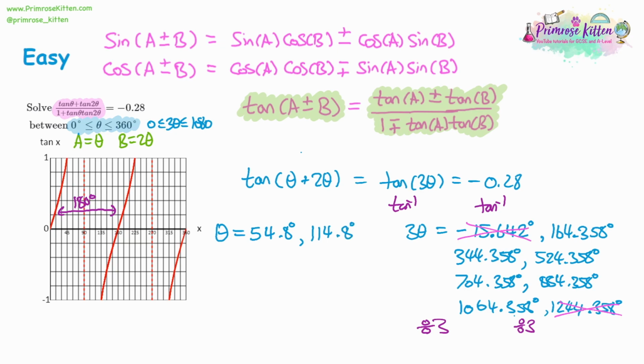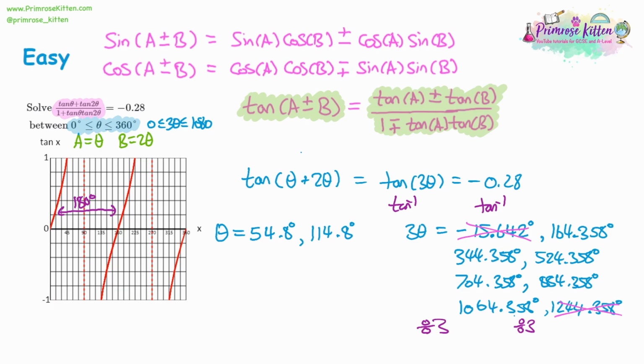114.8 degrees. Now, a little shortcut here is it's going to take quite a lot of time to type all these into the calculator and divide them by 3. If you think about it, if tan 3 theta repeated every 180, and we had done 180 each time, if we divide by 3, it's going to repeat every 60. 180 divided by 3 is 60. And 54.8 plus 60 does give us 114.8.